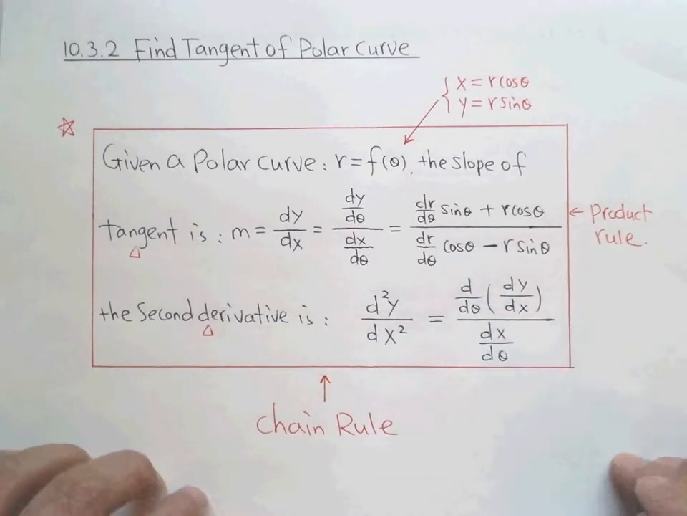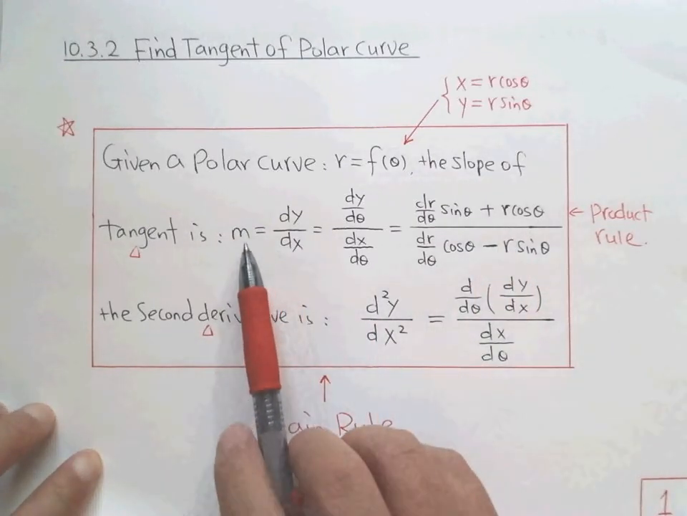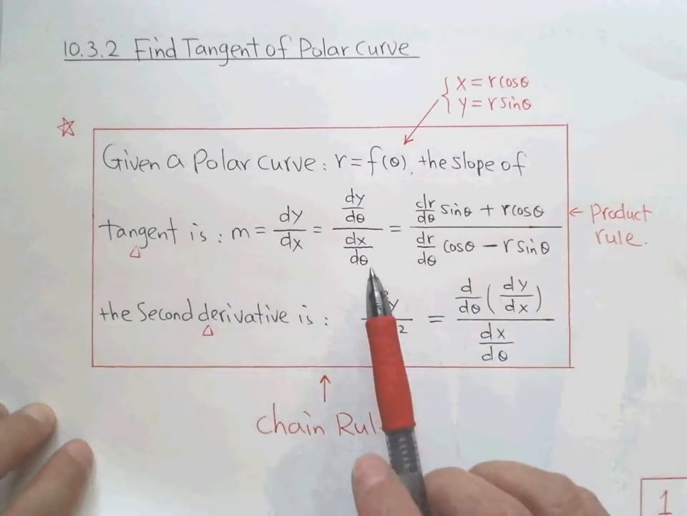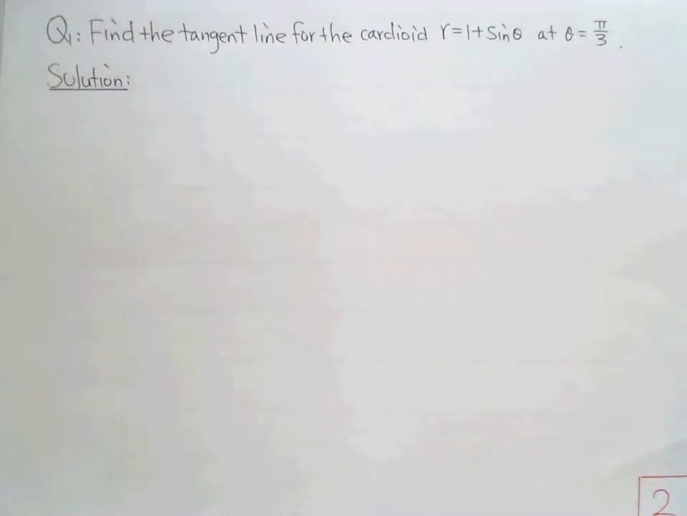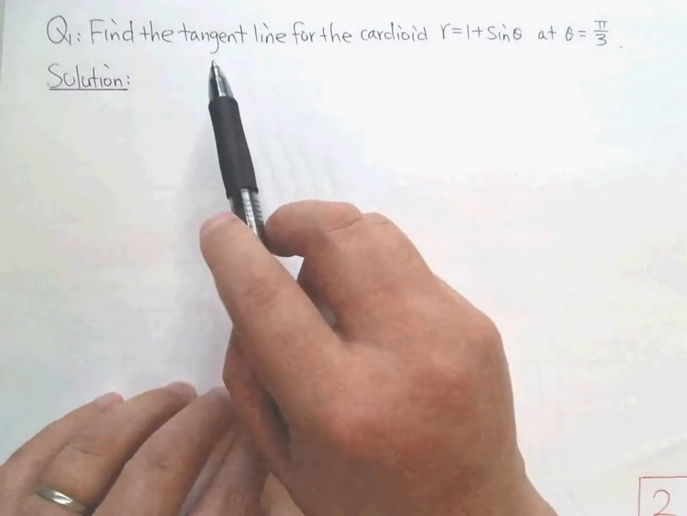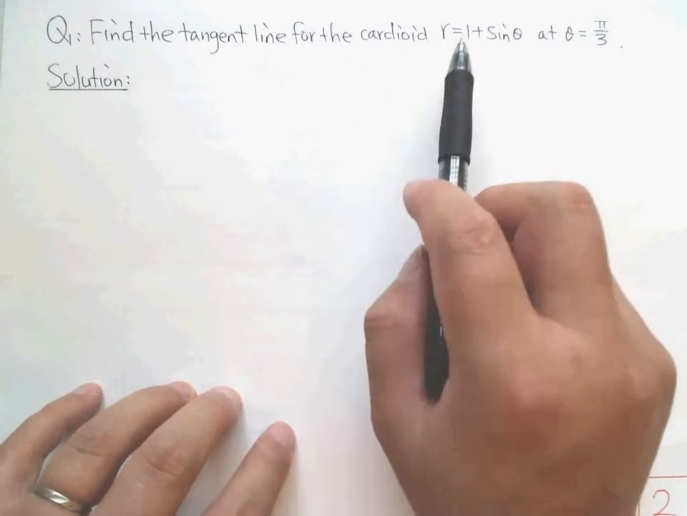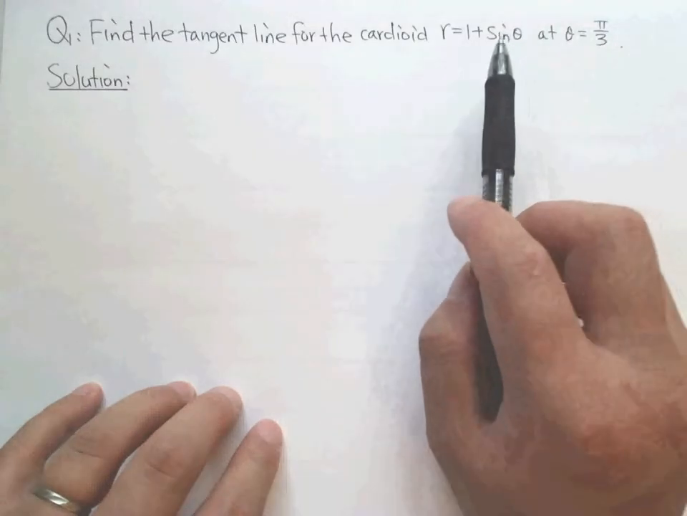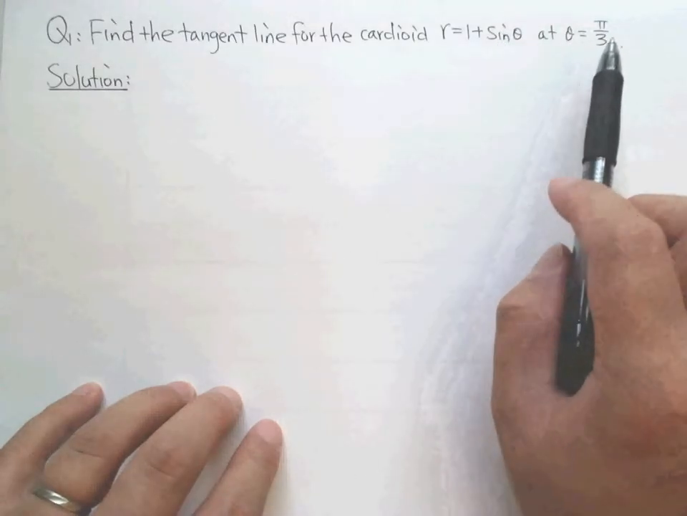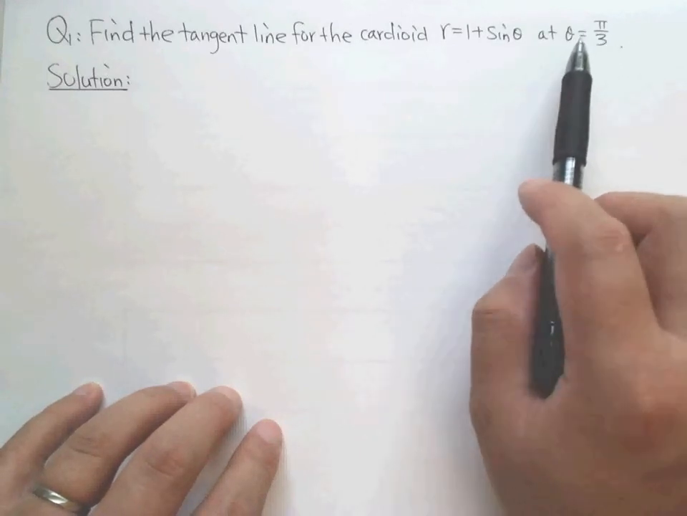I will give one example of how to use this formula. I will not go into the second derivative. I am going to use the slope to find the tangent line for a polar curve. Can you see the question here? Remember this, the graph we drew in the last topic, which looks like a heart. We call this the cardioid. The curve is famous. We need to find the tangent line at theta equals pi over 3. Of course, this is not a point; it is at theta equal to this, and when theta equals this, we can find the point.